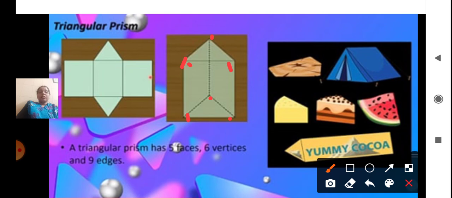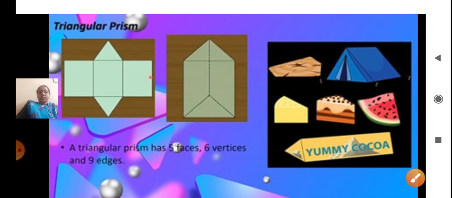It has how many edges, children? 9 edges. Okay. And what are the examples you can see here? You can see a triangular chocolate, a tent, a piece of watermelon like a triangle, children, and a piece of cake. So these are examples of a triangular prism.